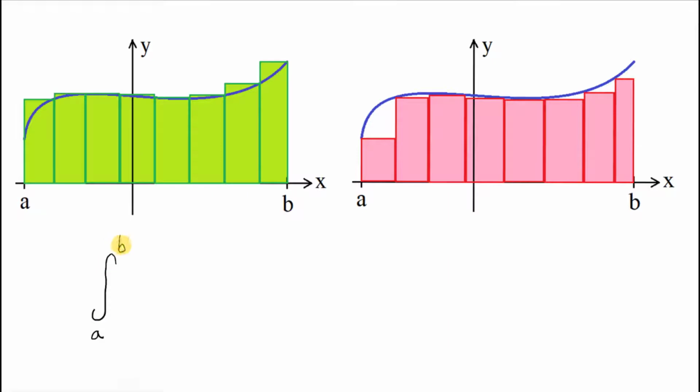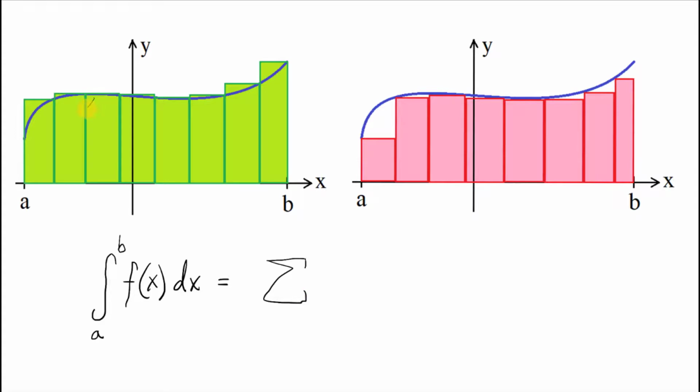So the integral is if we take the area of all these rectangles and sum them. And in the limit we have infinitely many rectangles with a width that goes to 0. And if you take the sum of all the areas of these rectangles, we get an approximation of the area under the curve. And in mathematics, a sum is written with a Greek S.